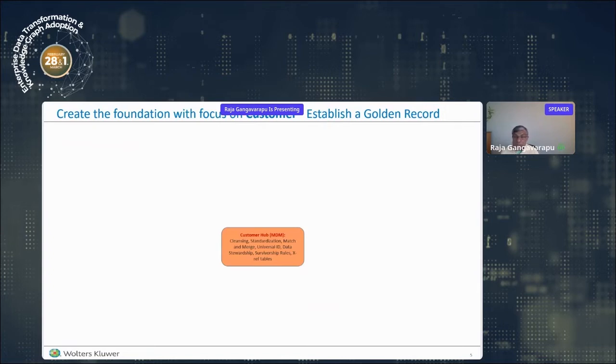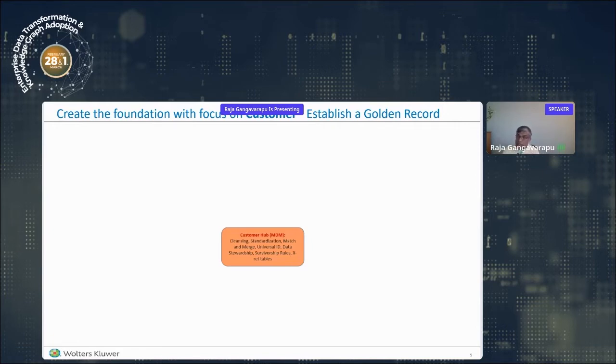And then match and merge. Our customer is the companies we deal with, and the companies have their subsidiaries all over America and globally. So we need to have the right hierarchy, the right relationship, and match and merge is a technique we use in MDM to bring the relationship between the parent and the child. And we created the universal ID for the golden record. So that universal ID is pushed to all the systems, along with data stewardship and survivorship rules.